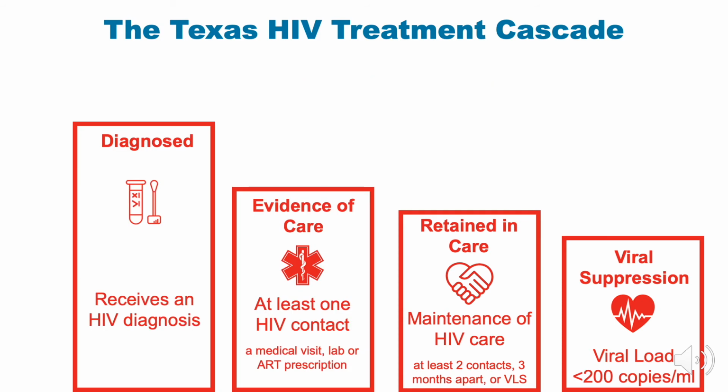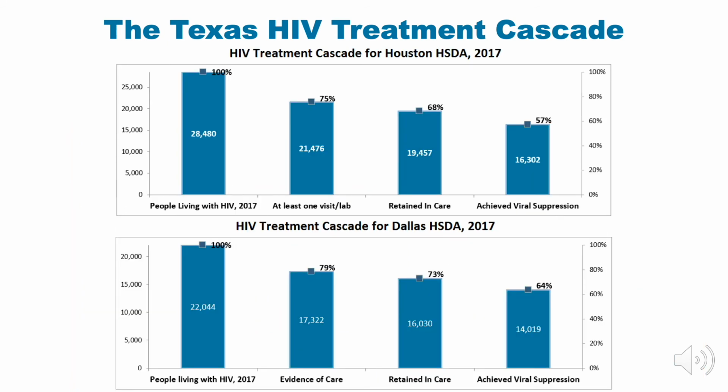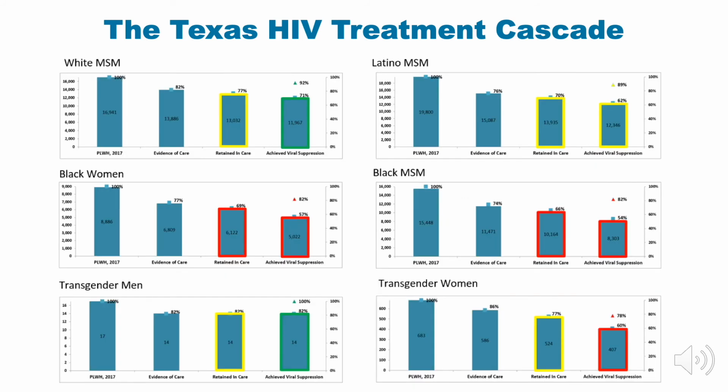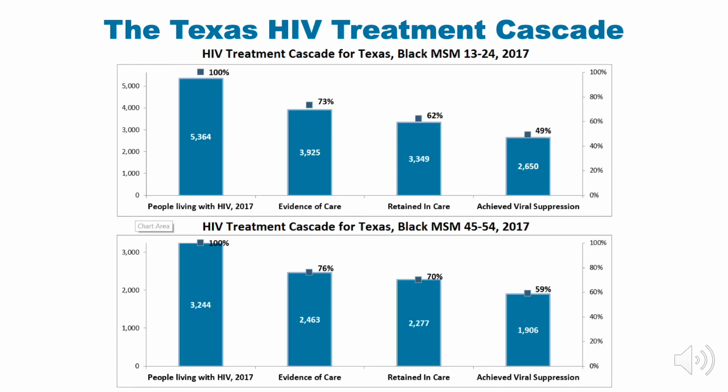The HIV treatment cascade, including both ways to monitor viral suppression, can be used to look at the HIV care continuum in a variety of ways and to compare HIV outcomes across groups to better understand where disparities in care potentially exist. We can look and compare HIV treatment cascades across geographic regions. We can compare treatment cascades across our priority populations. We can even compare treatment cascades across age groups.